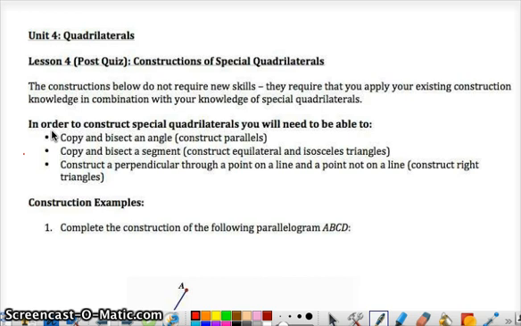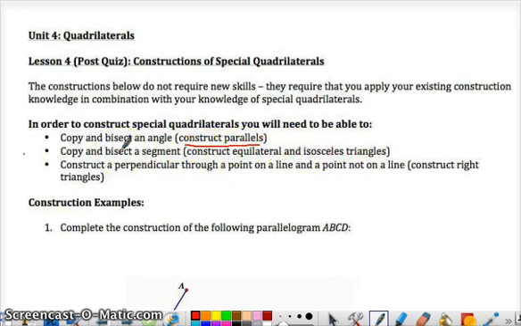So that's kind of nice, except it requires perhaps a little more thought when you're going to make the construction. So what are the old skills we're going to use? Well, one is copy and bisect an angle. Why? Because we need to be able to construct parallels, because this is all about parallelograms and specific types of parallelograms: rectangles, rhombuses, squares. We need to copy and bisect a segment, so construct equilateral and isosceles triangles.